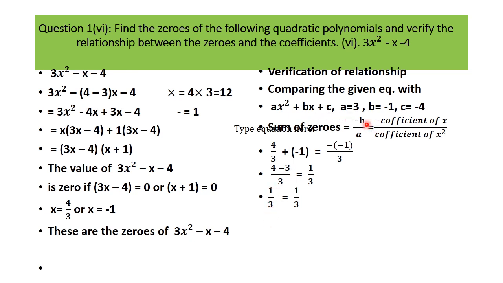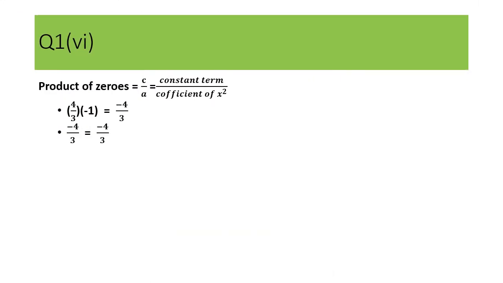Now the right hand side, we'll put the value of b and a. b is -1, a is 3. So minus minus plus, and 1 upon 3. So the left hand side is equal to the right hand side. Now the product of zeros is equal to c upon a, the constant term upon the coefficient of x square. The product, 4 upon 3 into -1, so this is -4 upon 3. The value of c is -4 and a is 3. This is the sixth part, the last part.